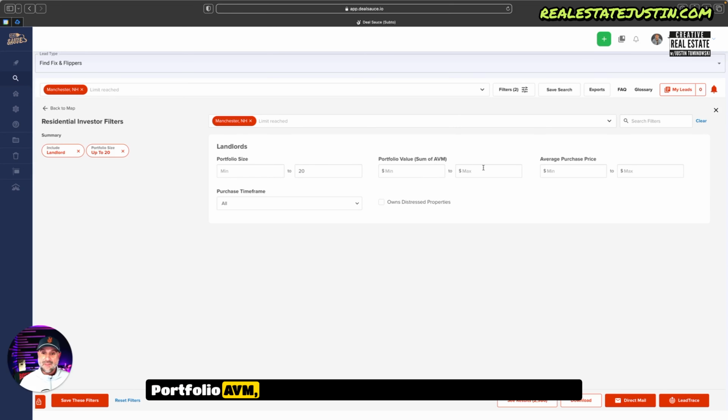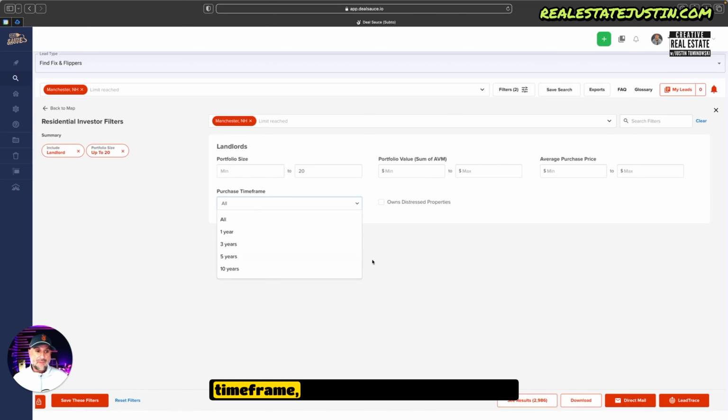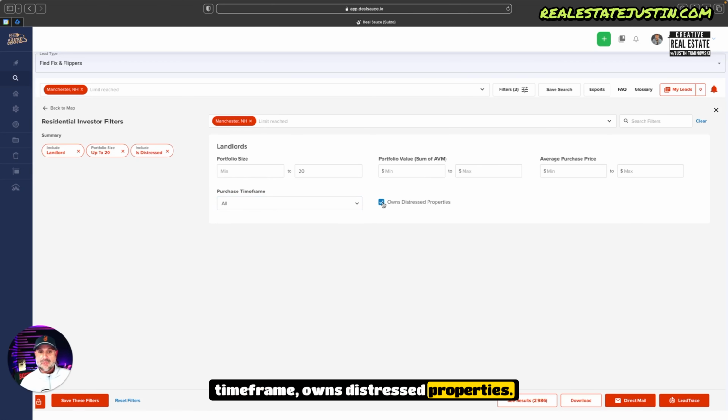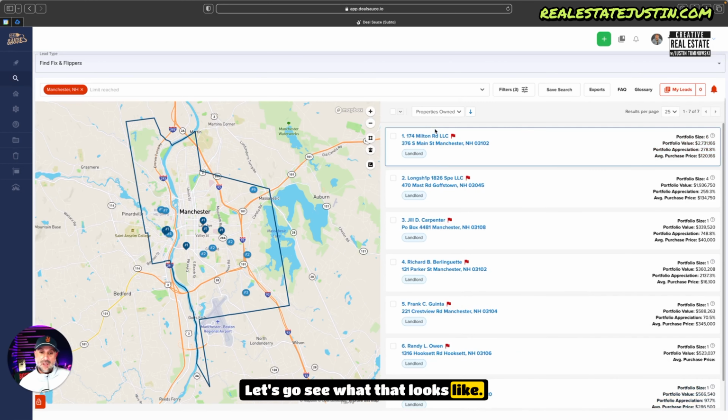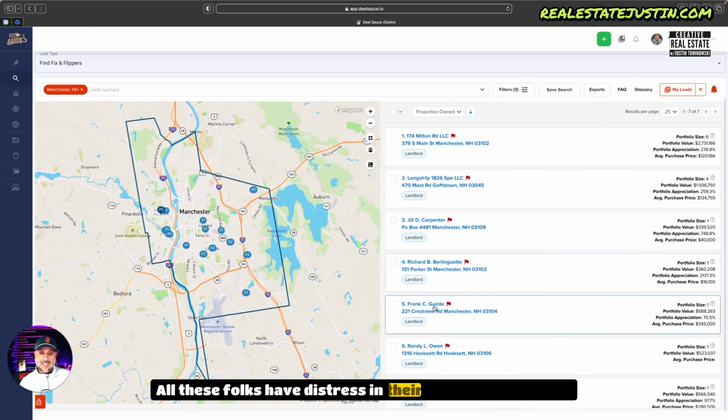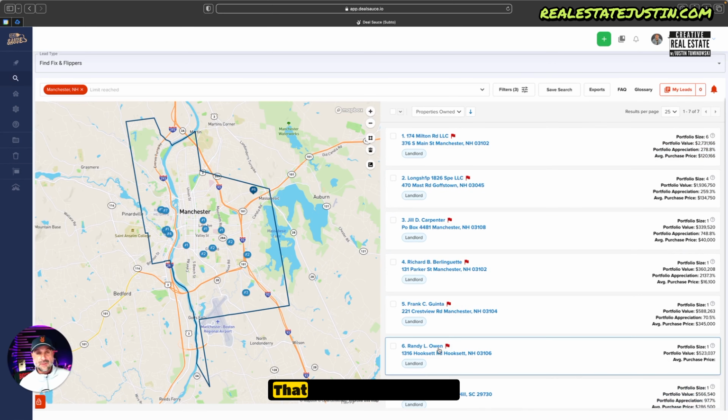Portfolio AVM. We have average purchase price, purchase time frame, owns distressed properties. Let's go see what that looks like. All these folks have distress in their properties, and that could be a foreclosure. That could be a bad note. That could be a foreclosing note, tax liens.